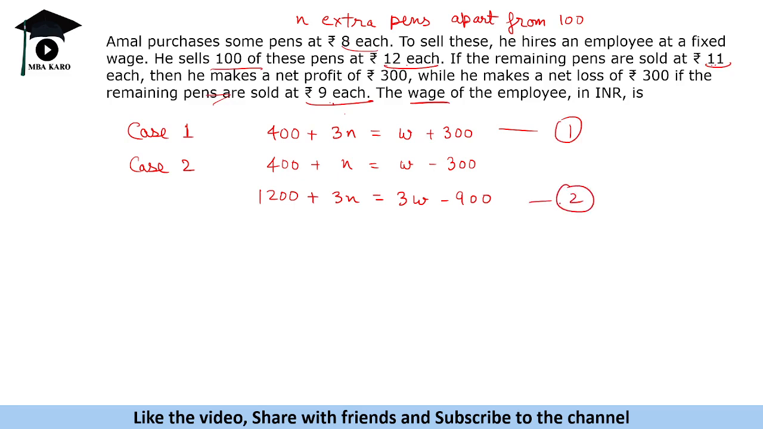Second equation minus first equation gives us 800. n and 3n will get cancelled, this is 2w, and this is minus 1200. So we get w is equal to 1000 rupees. So the answer is 1000.